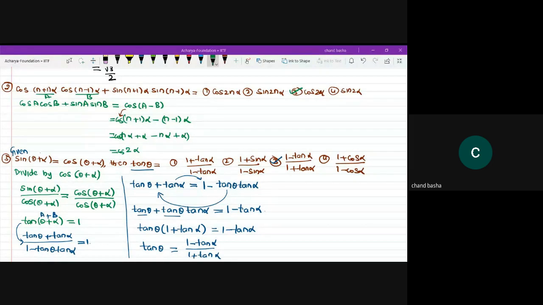Clear? Manogna, any doubt? Rohan? No, sir. Linesha? Girish? Any doubt? I'll go for the next question. Can we go for the next question, please? Let's have the discussion of the next question.